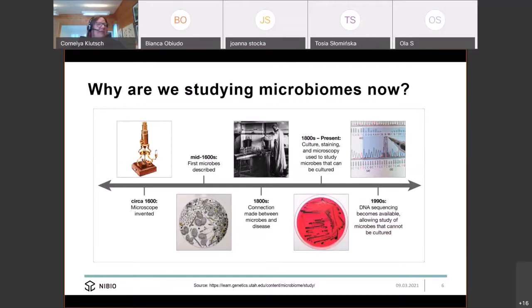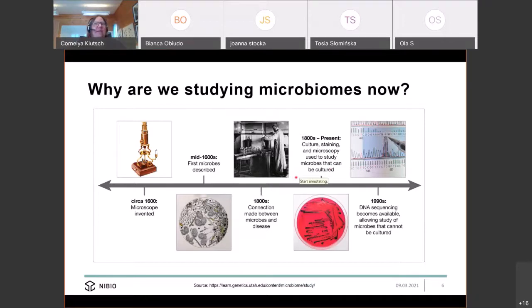So around 1600, the first microscope was developed. And then in the mid-1600s, the first microorganisms were described. And then about 150, 200 years later, there was a connection made between those microorganisms, mainly bacteria, and disease. And this is probably the reason why microorganisms have a very bad reputation, because we mainly connect them to disease. But this is actually not true. I will explain a bit later why microbes are so important to us.